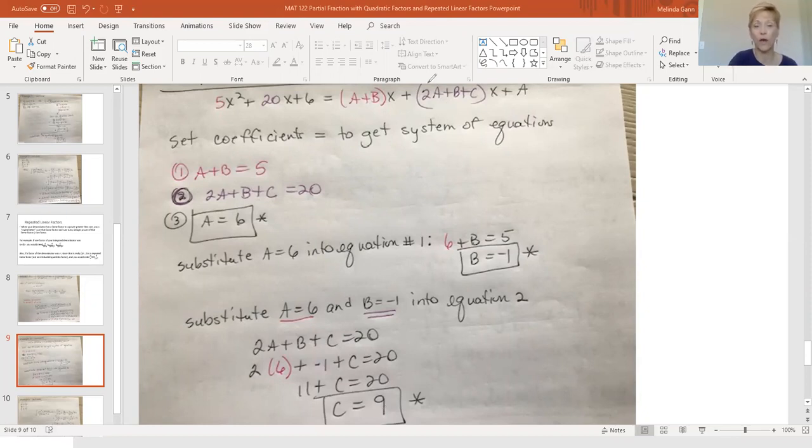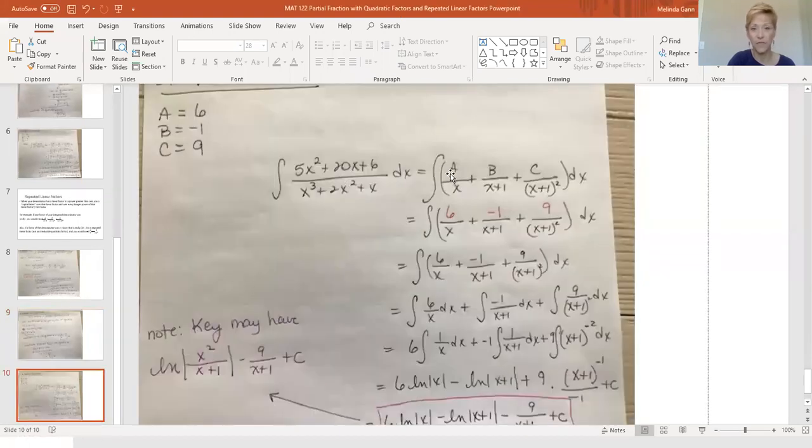So once I know what those capital letters equal, now I'm ready to go back and do the calculus part, which is simple. So I go back to my original integrand. Now I know that A is 6 and B is a -1 and C is 9, and I do the integrations. When I pull that 6 out, do you see that I've got natural log right here? Well, the derivative of that denominator is 1, so the easiest way to get a 1 is to pull the -1 out.